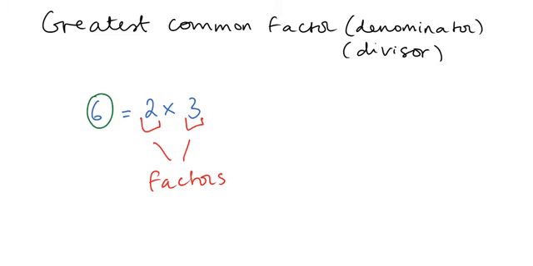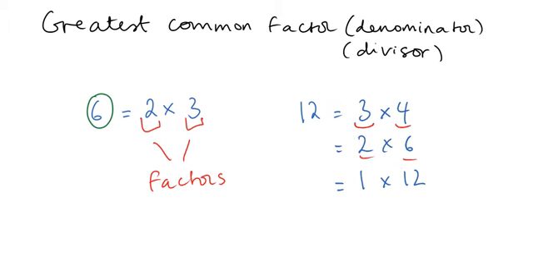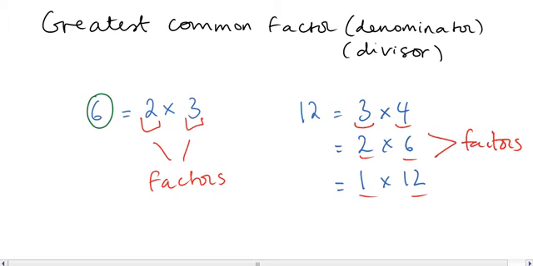Another example: if we took 12, then 12 is equal to 3 times 4. But it's also equal to 2 times 6 or 1 times 12. All of those are factors.